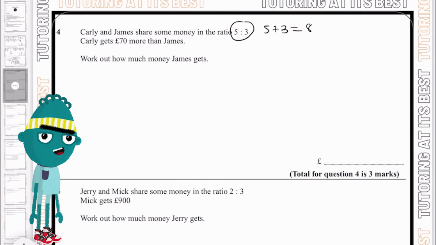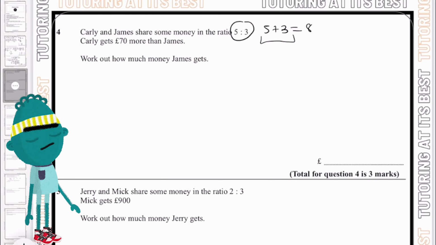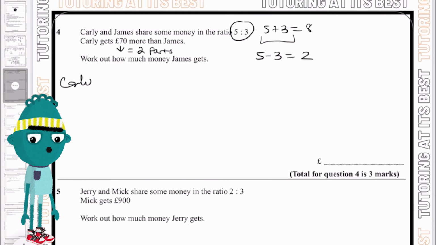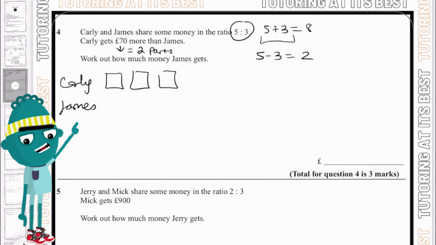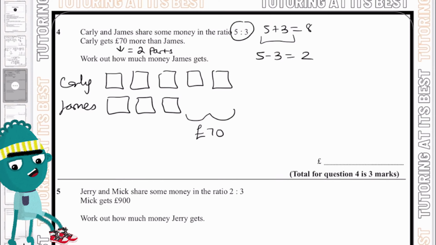So if Carly gets £70 more than James, that means we need to find the difference of the two numbers here. So 5 take away 3 gives us 2. So £70 more is equivalent to 2 parts. So let me give you a visual representation of this. We have Carly and we have James. Carly gets 5 ratios here and James only gets 3. So that means the remaining 2 has to be worth £70.